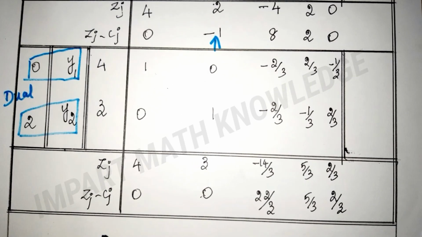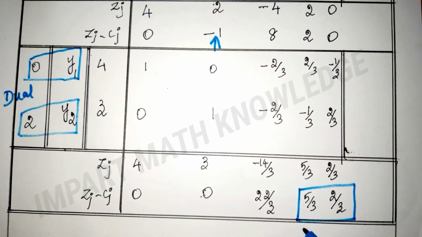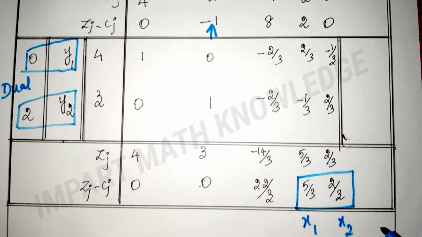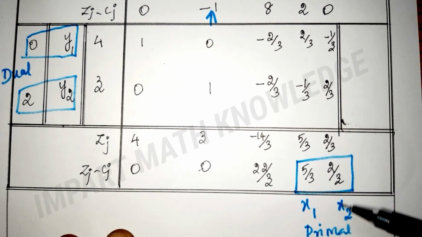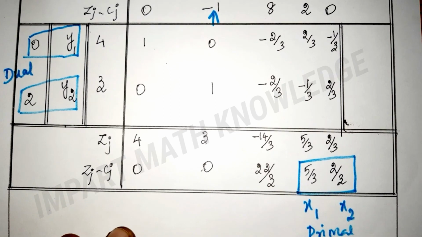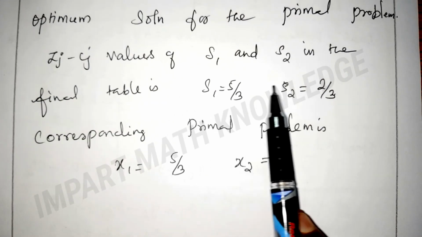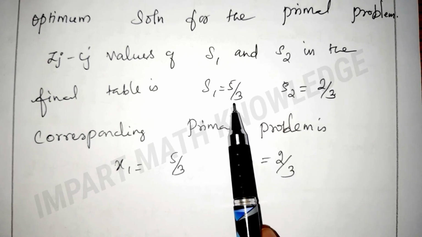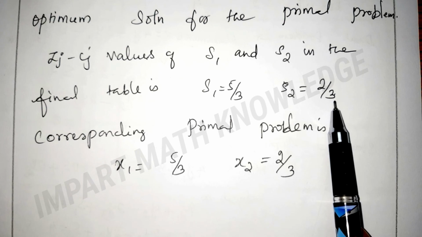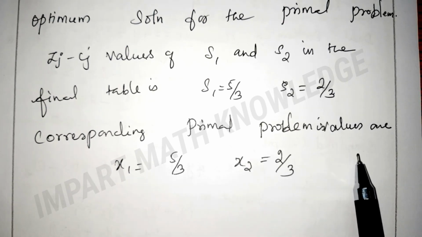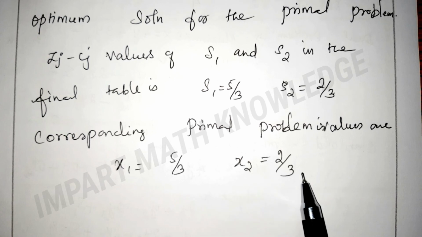In the final table, you check the Zj minus Cj value. The last two values are slack variables. These two values are the optimum solution for the primal problem. This is x1 and this is x2. The values of the slack variables are the optimum solution for the primal problem. That is x1 is equal to 5 by 3 and x2 is equal to 2 by 3. In the final table, Zj minus Cj values of S1 is equal to 5 by 3 and S2 is equal to 2 by 3. The corresponding primal problem values are x1 is equal to 5 by 3 and x2 is equal to 2 by 3.